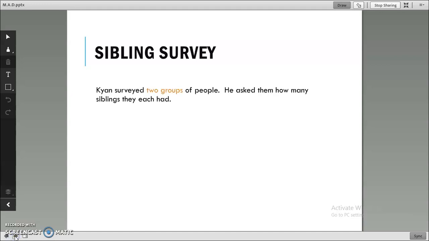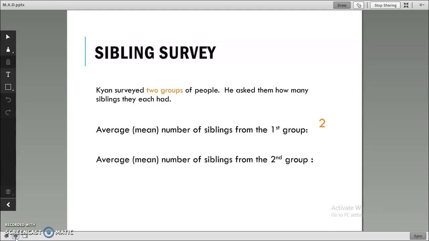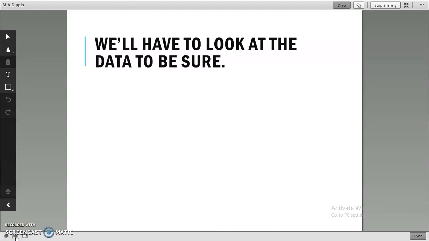All right, Cayenne surveyed two groups of people. He asked them how many siblings they each had. The average, or the mean, number of siblings from the first group was 2. The average, or the mean, number of siblings from the second group was 2. So was the data basically the same? We'll have to look at the data to be sure. So here's the data from the first group.